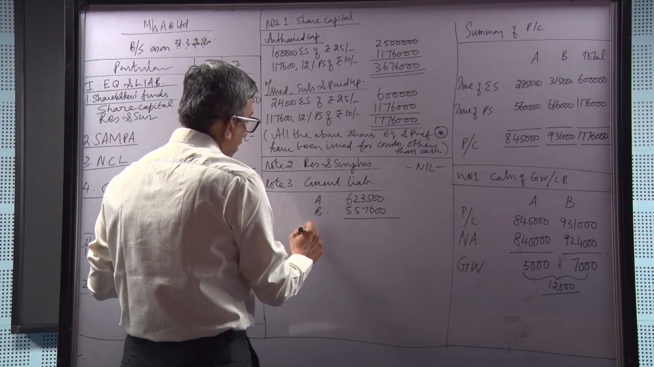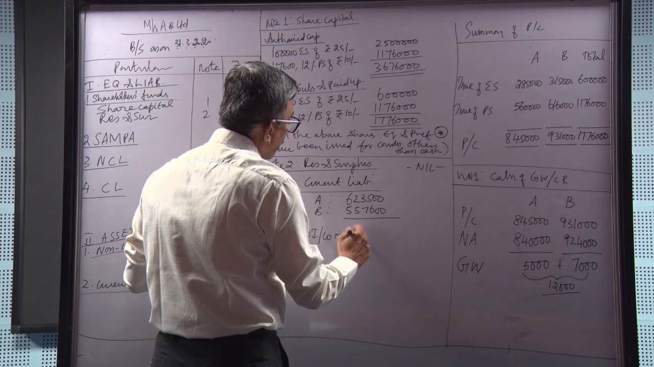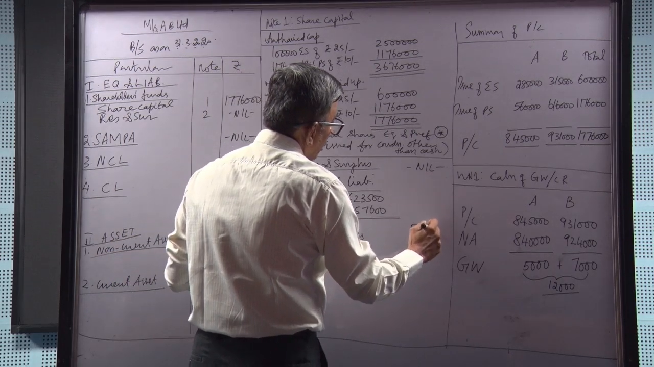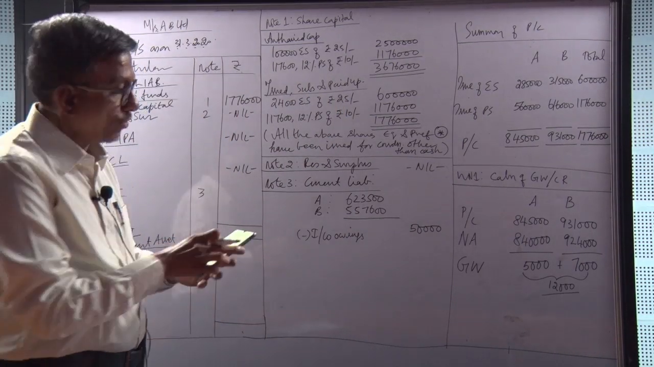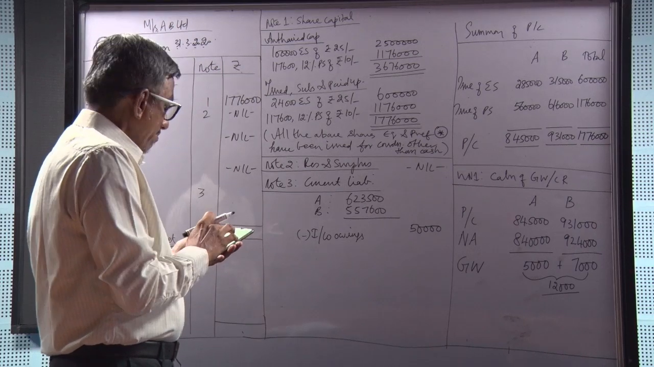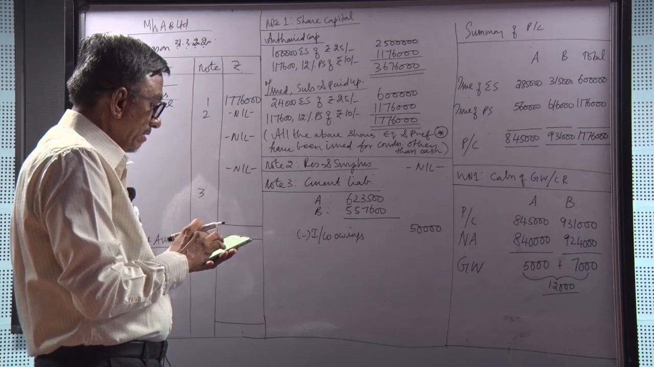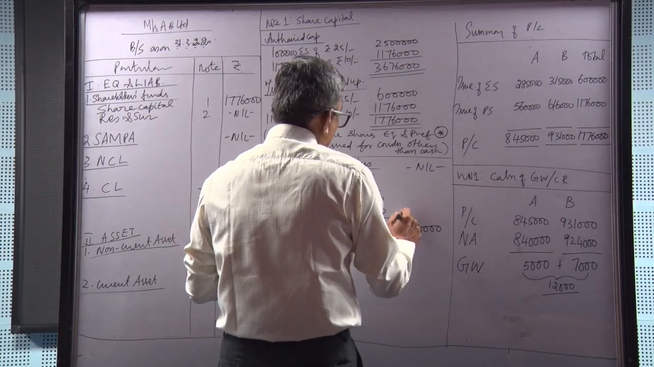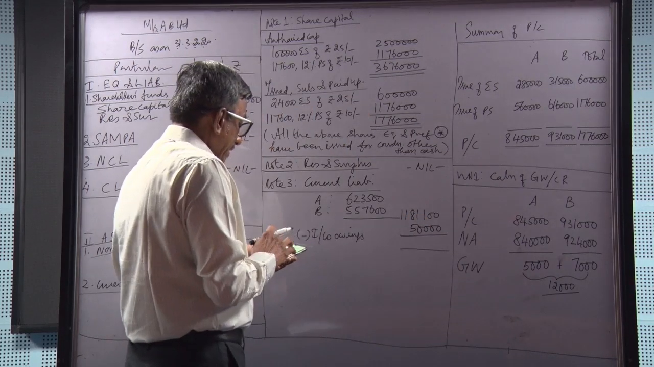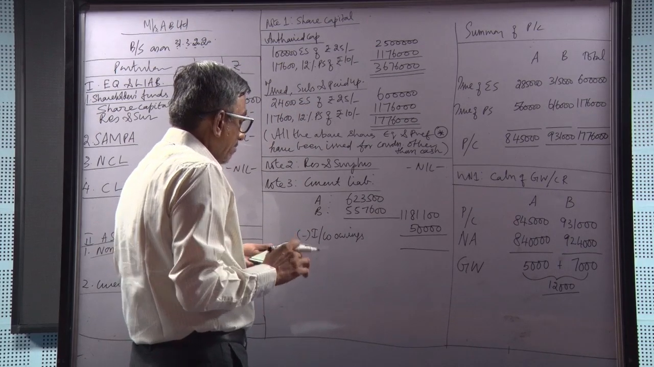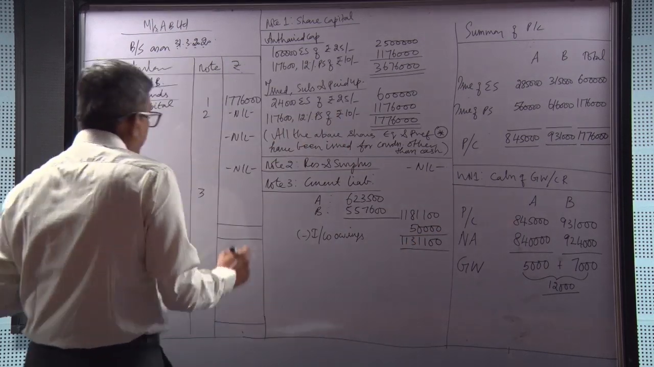Total minus intercompany owings of 50,000. That is given in the question. Adjustment number B, that is intercompany owing. So find the total of current liability: 623,500 plus 557,600. Total is 11,81,100, minus 50,000. That is the current liability in the balance sheet of the new company: 11,31,100.